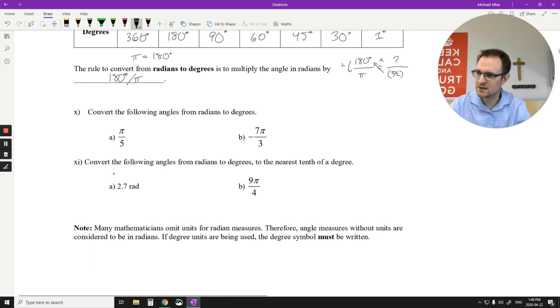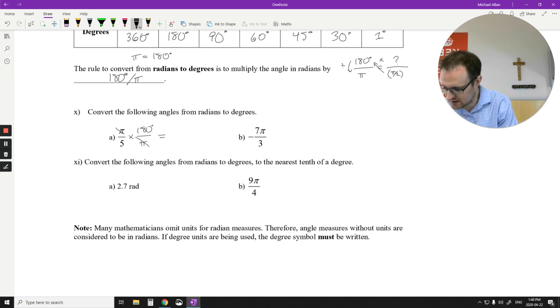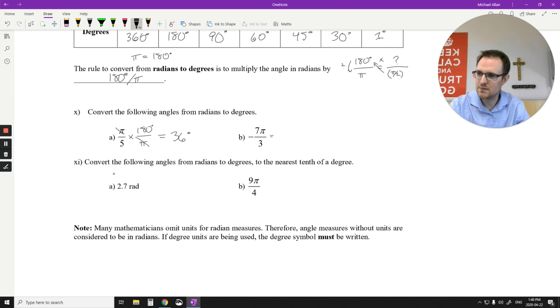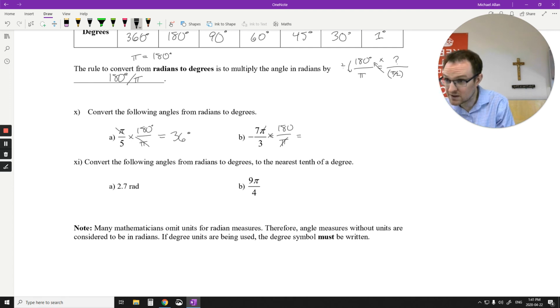So a few different ways to do this. Like this one here, like I said, pi is 180, so I could just replace that with a 180, or I can multiply this by 180 over pi, and you'll notice what happens is it's just 180 divided by 5, so I get 36. This one has a negative in it, but that's fine. So I'm going to multiply this by 180 divided by pi. Notice the pi's cancel each other out. So 7 times 180 divided by 3, so I get negative 420 degrees.